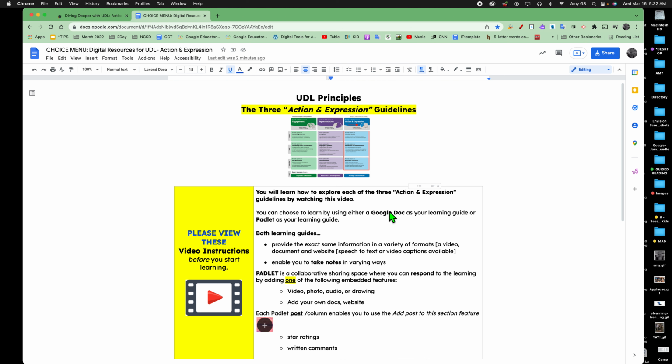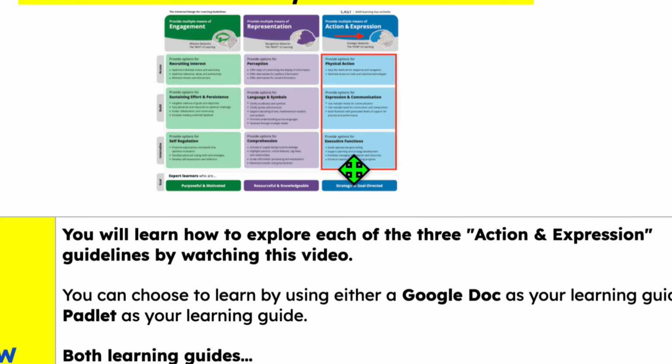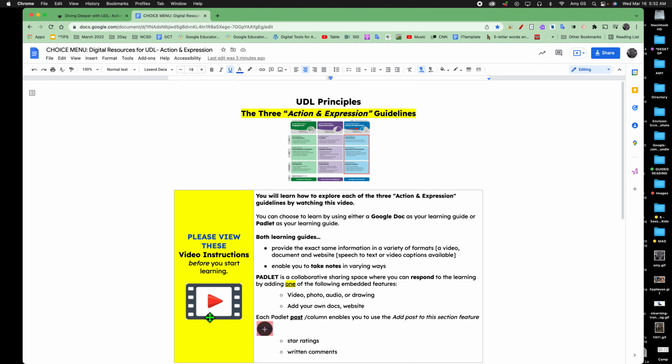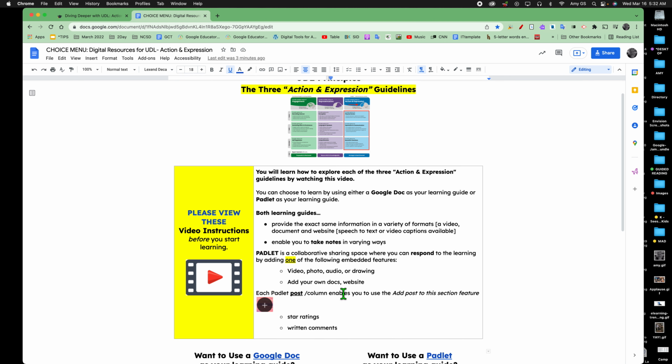Today, we're going to give you two different options to learn about the third UDL guide principle. Underneath the third principle are three guidelines: provide options for physical action, provide options for expression and communication, and provide options for executive functions. This is the video you're watching now.